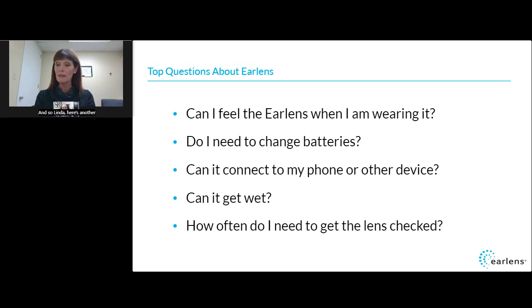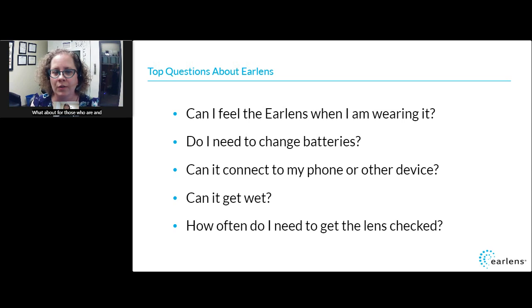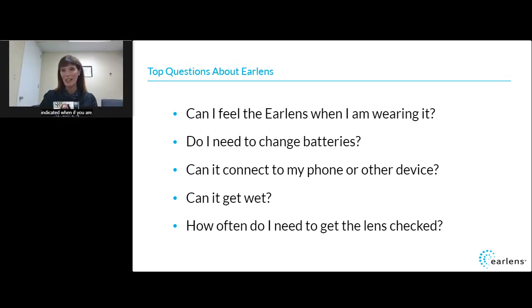And also, Linda, here's another thing that we should bring up. What about scuba diving, for those who are avid swimmers? Yes, so scuba diving is not indicated if you're an avid scuba diver and you're doing that often. It's not a recommended activity because of the pressure underneath. Yep.